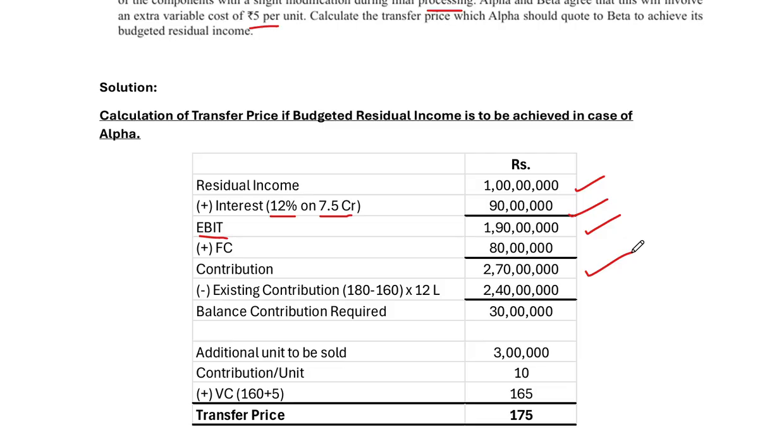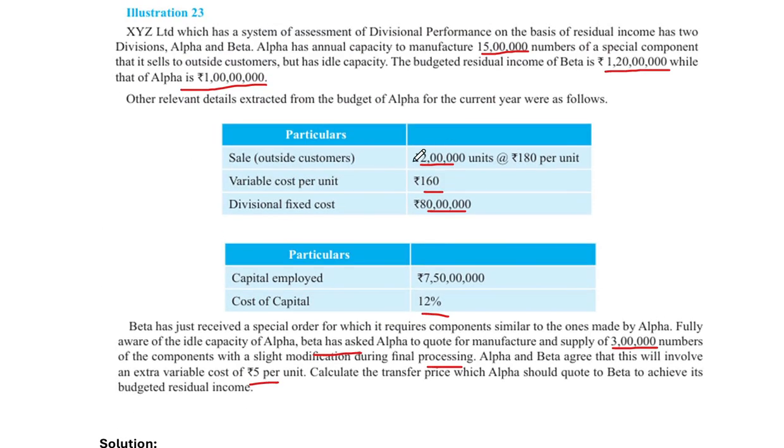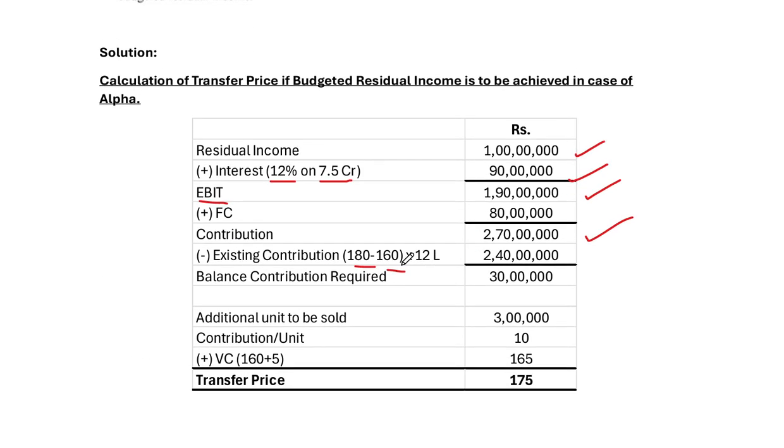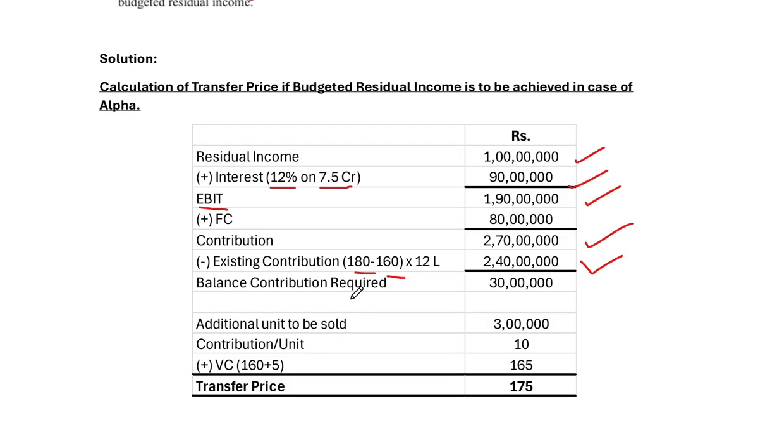Now let's see how much contribution Alpha is already getting. Selling price is 180 rupees and variable cost is 160 rupees. So contribution per unit will be 20 rupees per unit. Units sold to outside customers is 12 lakhs units. So 20 rupees into 12 lakhs, our existing contribution will be 2 crore 40 lakhs. Now, balance contribution required is 2 crore 70 minus existing contribution. So 30 lakhs is the balance required contribution.